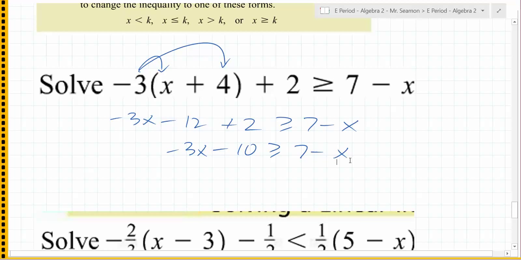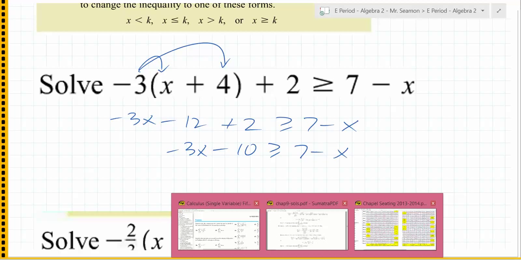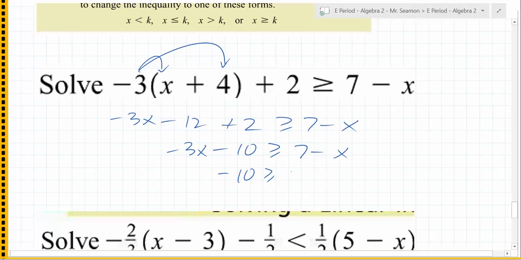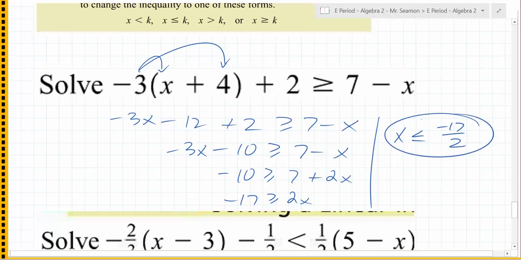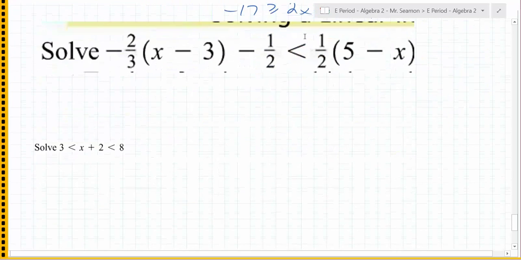And now what do you want to do to both sides, Liv? We could subtract the 3x, or add the 3x. You could add the 3x. So I'm going to add it. I like that because you end up with plus 2x. And now what do you subtract from both sides? So you get negative 17 greater than or equal to 2x. So what does that tell you? X is less than or equal to negative 17 over 2. Yeah, good job. Exactly, nice.